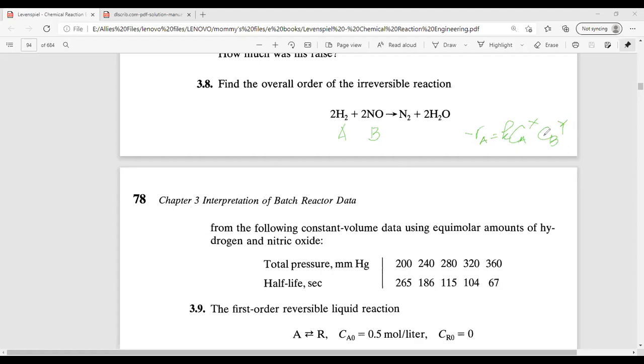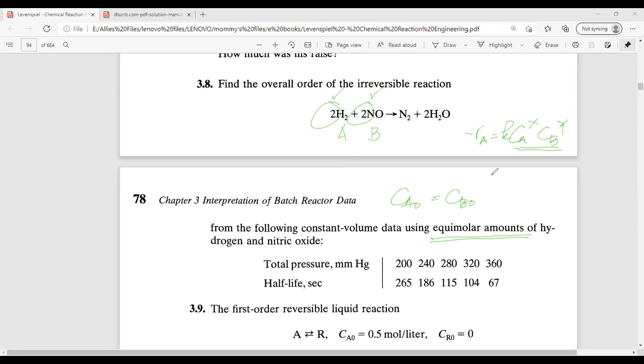But I said you can simplify this because you have to use the concept that you have learned regarding kinetics of homogeneous reactions, especially having to do with stoichiometric coefficients. Meaning for this problem, you're starting with the same initial concentration for A and B, where A and B are hydrogen and nitric oxide.